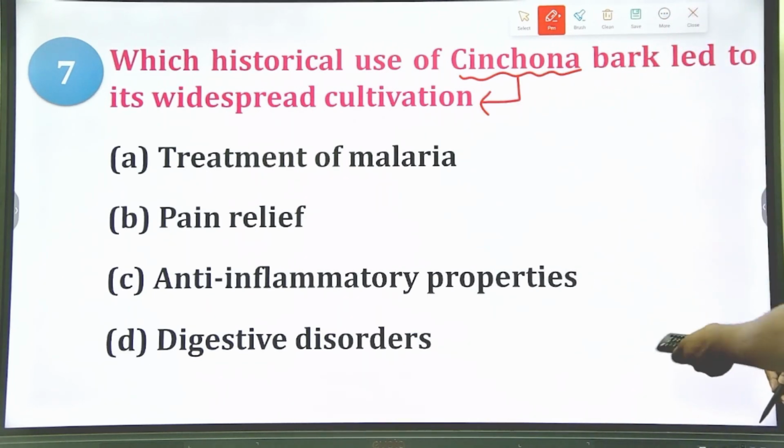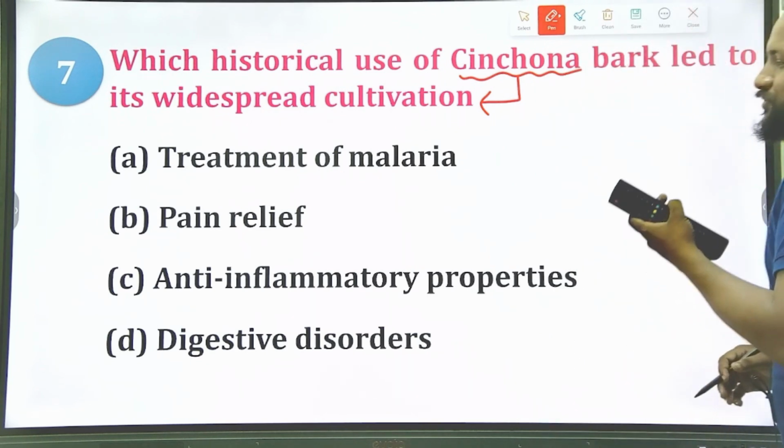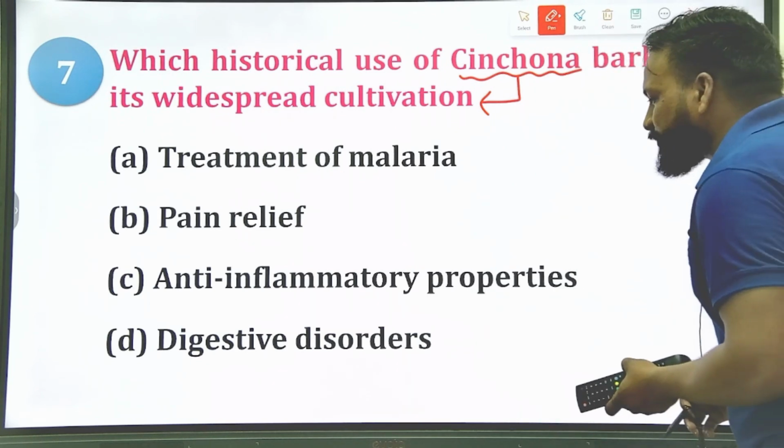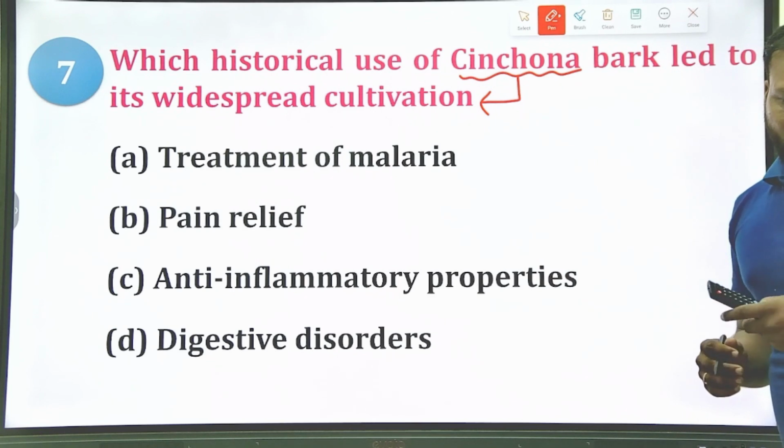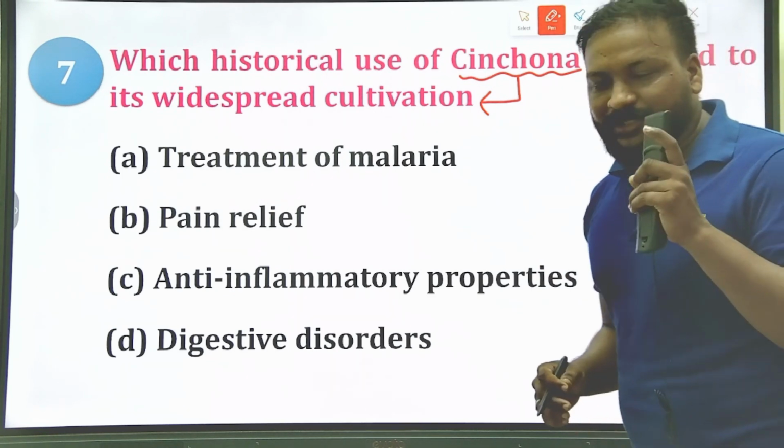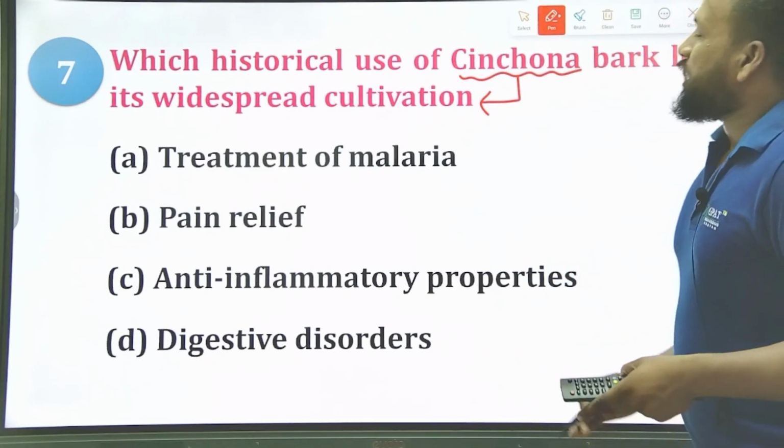Tell me the answer. Option A, treatment of malaria. Option B, pain relief. C, anti-inflammatory property. And D, digestive disorders. Come on, let me know the answer. Comment your answers.